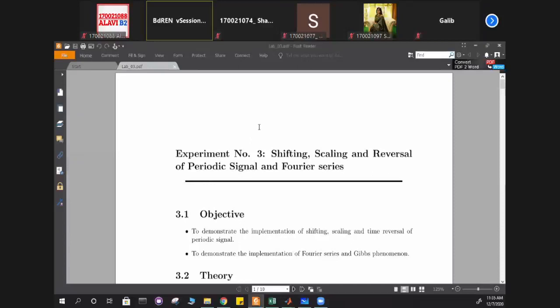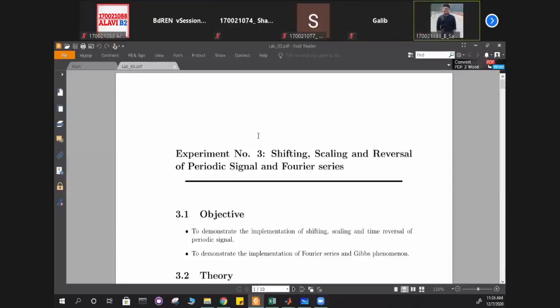Rubul, please. So basically, in experiment 3, we'll discuss a few things like shifting, scaling, and reversal in time, and also Fourier series. The theoretical part of shifting, scaling, and reversal has maybe been covered in your theory class, isn't it? Yes, sir. And one or two classes have already been taken by Dr. Rulamin sir on Fourier series, and at least you know one or two equations of Fourier series and the purpose of Fourier series, I hope.